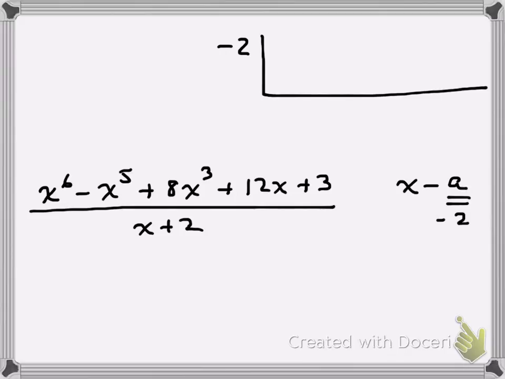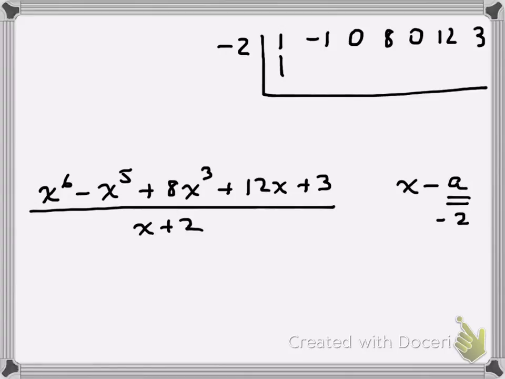So the coefficient of x to the 6th is 1. Then the coefficient of x to the 5th is negative 1. Now there's no x to the 4th term, but we know we need to incorporate that, like we did with long division. So we use a coefficient of 0. Coefficient of x cubed is 8. X squared, again, no x squared term, so we're going to use 0. And then we've got 12 for x, and then our constant term is 3. Okay, so let's go ahead and follow the procedure.